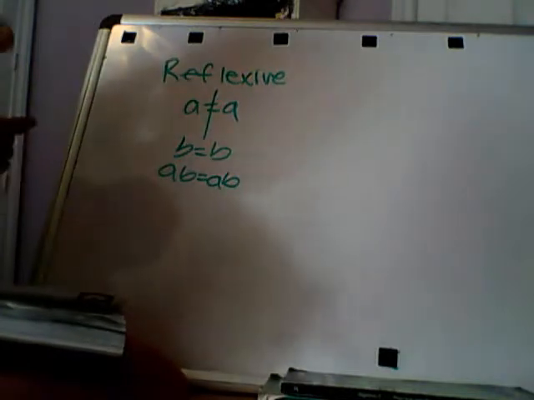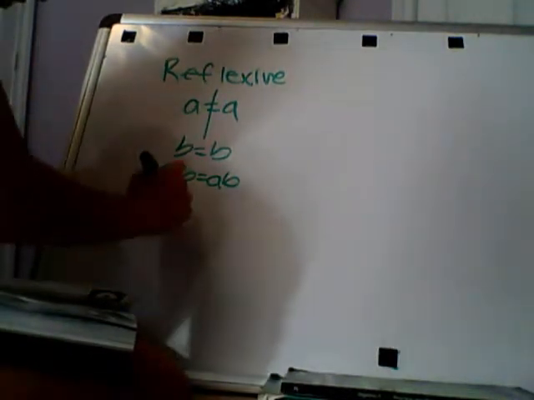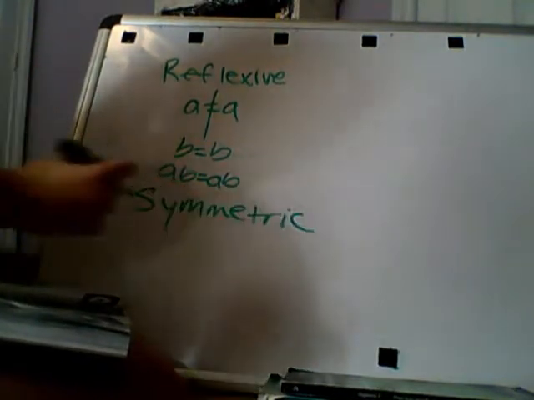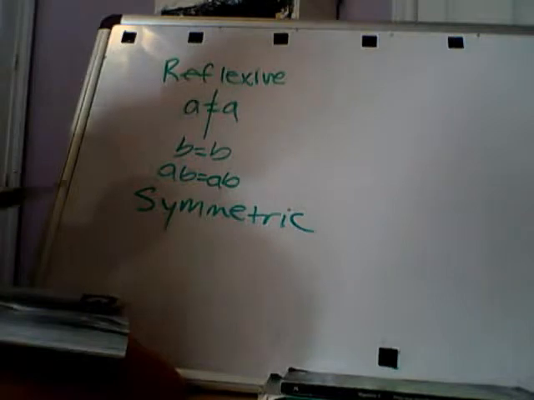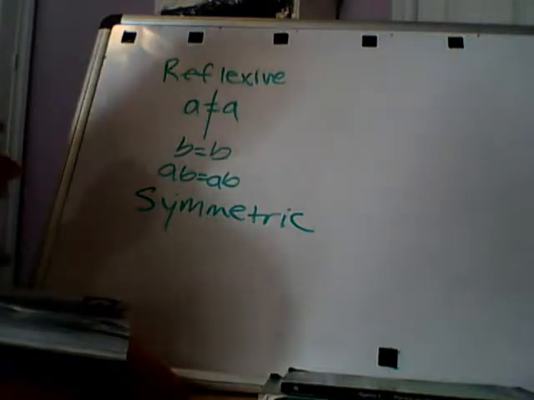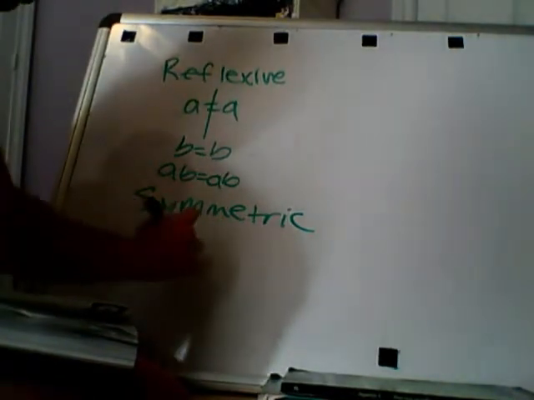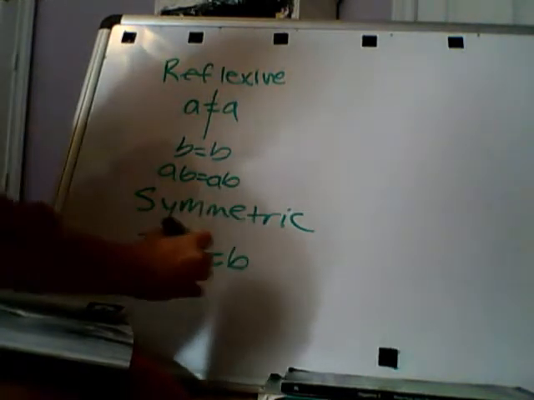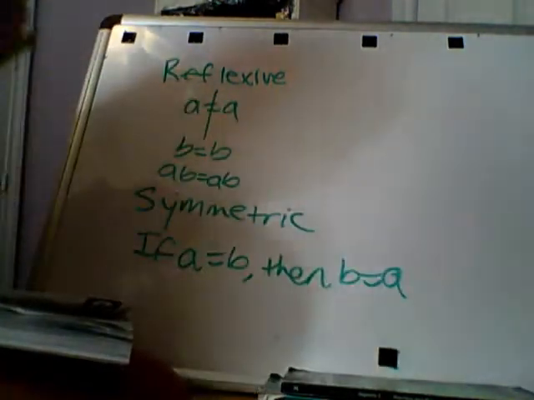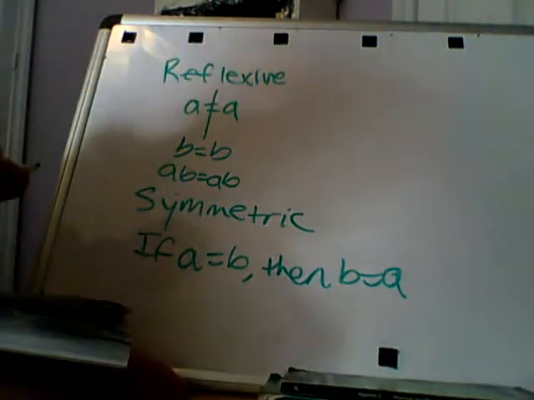Next we have the symmetrical property. When I think symmetrical, I think symmetry. And what symmetry means to me is almost like the reflexive, but it can be flipped. So if the first quantity is equal to a second quantity, then the second quantity is equal to the first quantity. Meaning, if A equals B, then B equals A. Very simple to remember.